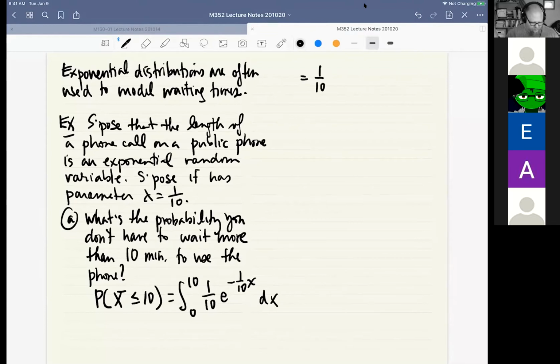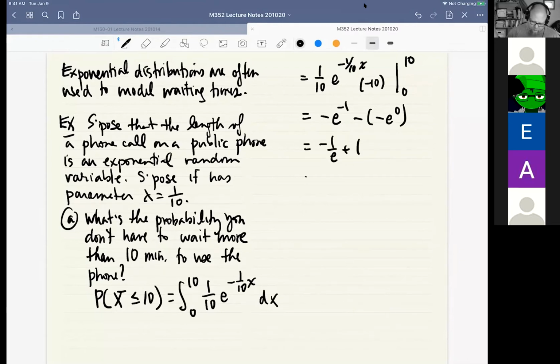Pull out the 1/10. The integral of an exponential is the exponential again. So using u-substitution, I get this. So fundamental theorem of calculus, those are the limits of integration. Plug these in, I get negative e to the -1 minus a negative e to the 0. And so that's negative 1 over e plus 1. So that's 1 minus 1 over e. That's approximately 0.6321206.